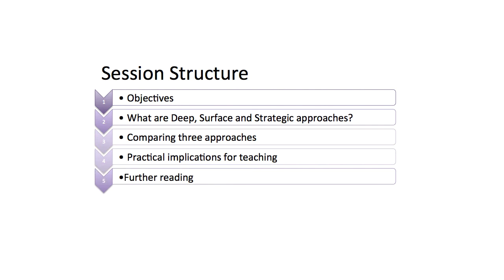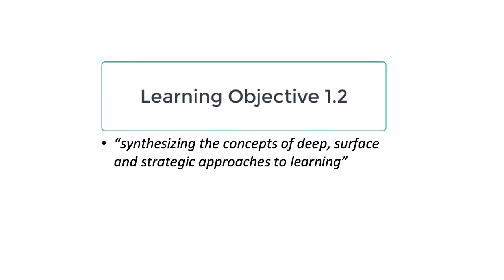Today we're going to look at the context for this presentation and then explore what deep, surface and strategic approaches might be, compare these three approaches and provide some suggestions about some of the practical implications of understanding these different approaches for your teaching. And there'll then be some links to further reading if you want to go a little bit deeper. Objective 1.2 is synthesizing the concepts of deep, surface and strategic approaches to learning, and this lecture contributes to that objective.